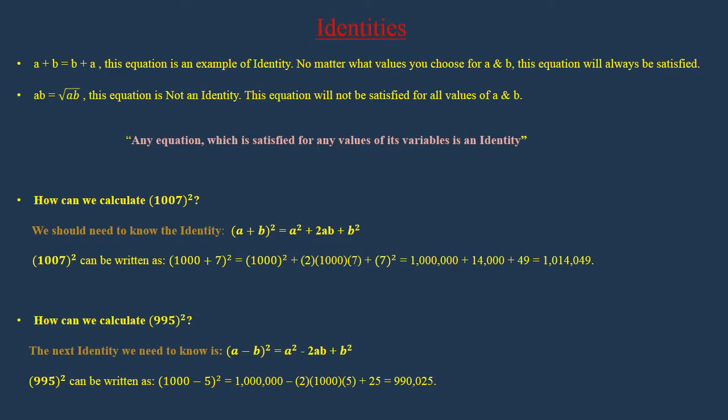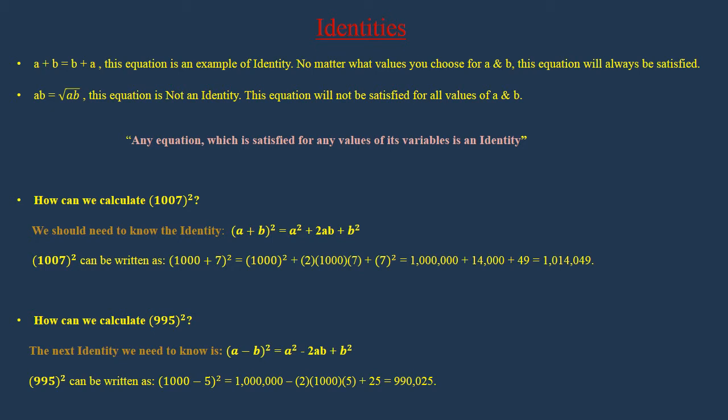Let us start with the first topic, which is on identities. Now, an identity is any equation which is satisfied for any values of its variables. For example, the equation a plus b is equal to b plus a is an example of an identity. No matter what values you choose for a and b, this equation will always be satisfied. But the equation ab is equal to under root ab is not an identity. The equation will not be satisfied for all the values of a and b.